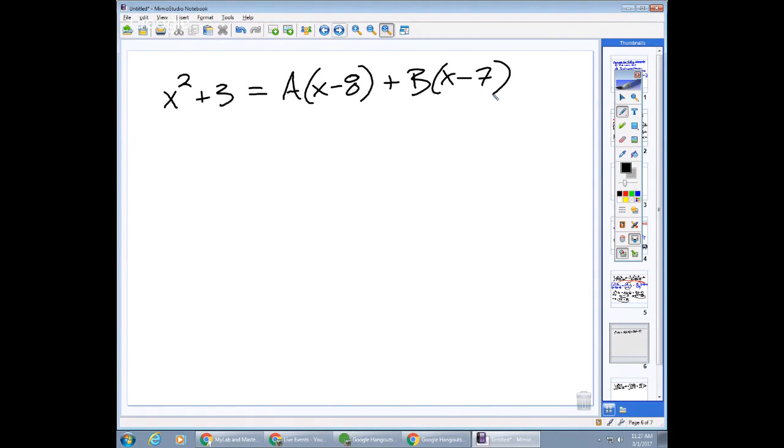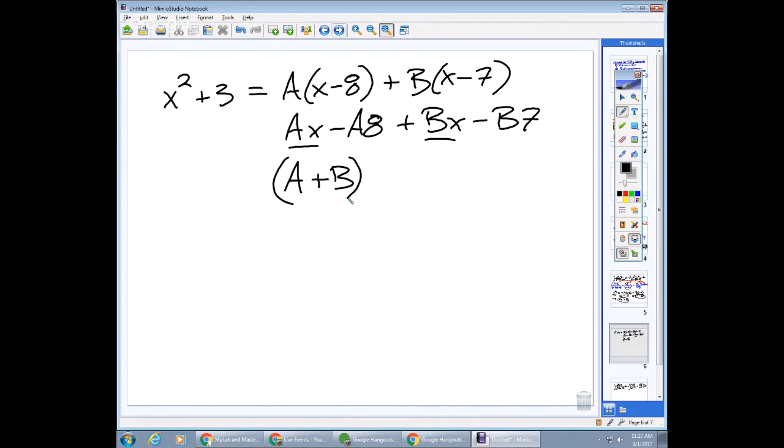The other way to handle this is to distribute through on the right. That'll give me ax minus 8a plus bx minus 7b, however you choose to write it. And if I reorganize these by putting like terms together in terms of x, then these two right there give me a plus b as the coefficient of x.